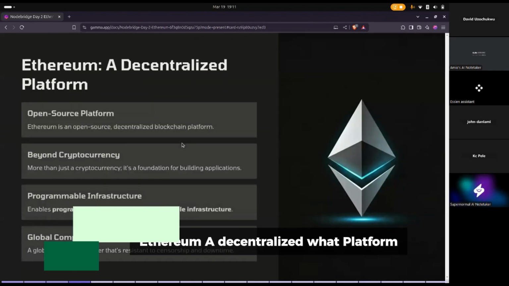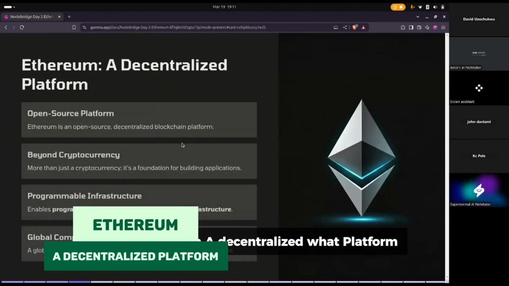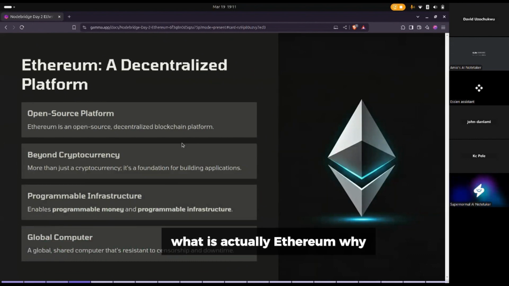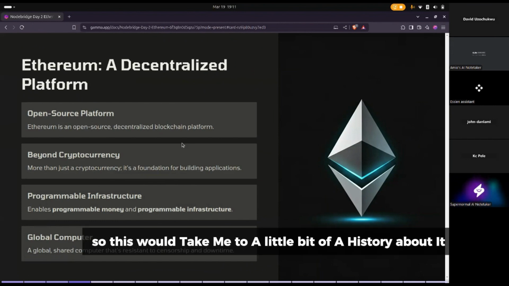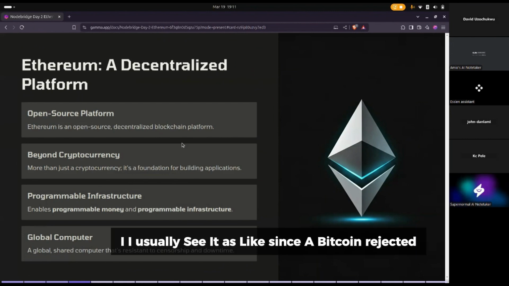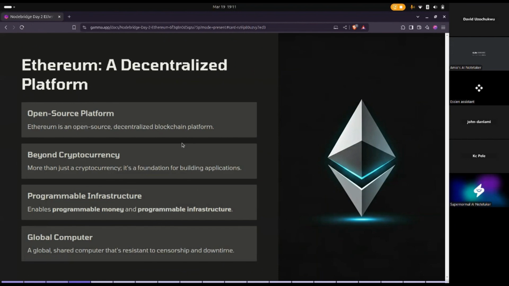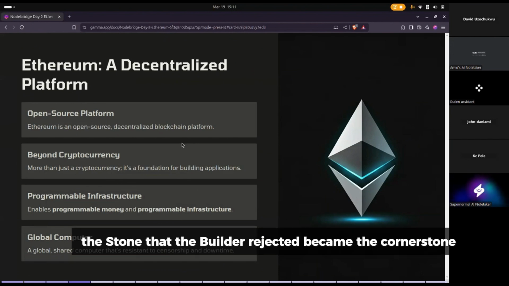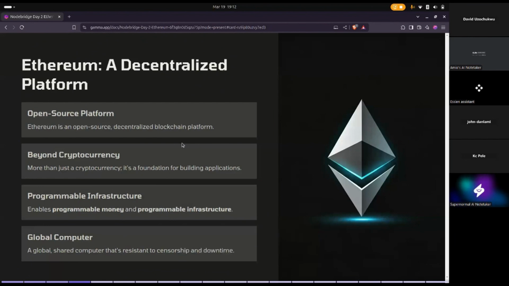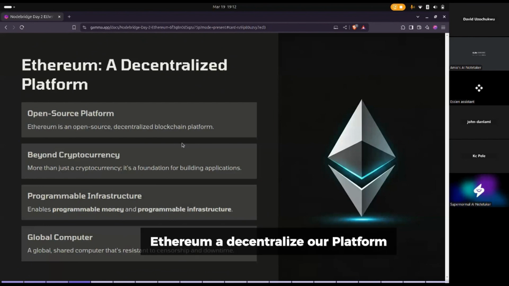Ethereum, a decentralized world platform. So what is actually Ethereum, and why? This would take me into a little bit of history. For me, I usually see it as, since Bitcoin rejected it, the stone that the builder rejected became the cornerstone. So if I mixed up that statement, forgive me. But yeah, Ethereum, a decentralized world platform.